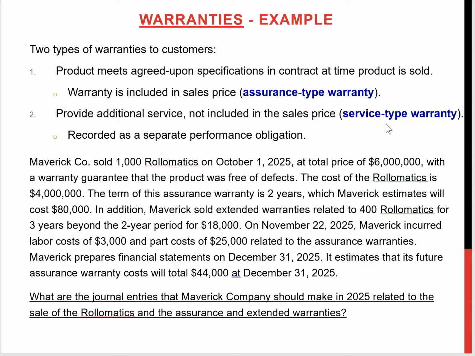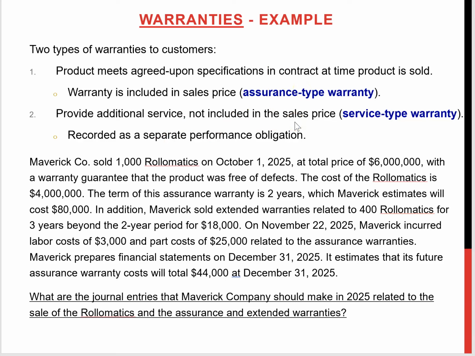Or maybe for some products there will be no assurance type warranty, but they will directly ask for a service type warranty. That means the buyer needs to pay an additional price for the service type warranty. So when you see the assurance type of warranty, remember it's included with the price and it's with the product, so it will be one performance obligation.